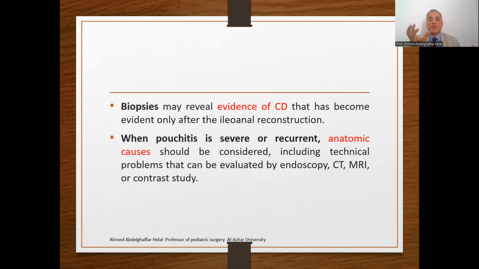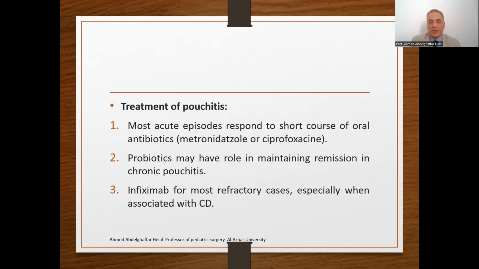There may be twist of the bowel, maybe obstruction. So the pediatric surgeon should search for an anatomical error in performing surgery that may be the cause for the presence of pouchitis. As for treatment, most cases respond to a short course of oral antibiotics. Probiotics may have a role in maintaining remission. Also, infliximab may be used in some refractory cases, especially if associated with Crohn's disease.